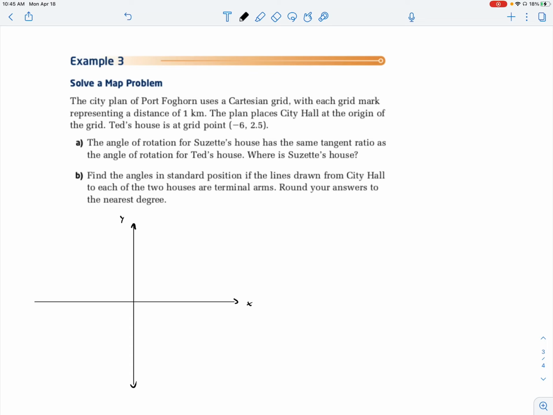So we're told that City Hall is at the origin. And then we're told that Ted's house is at the point (-6, 2.5). So if -6 is here and 2.5 is up there, we get a nice point right here. This is Ted's house. We'll call it T for Ted.